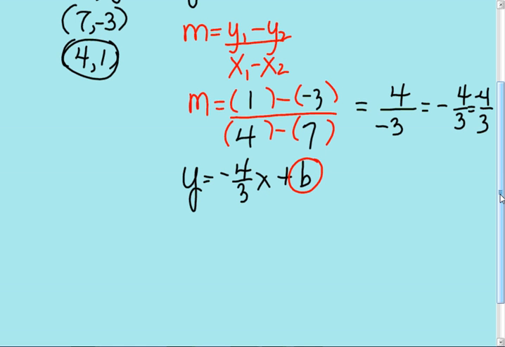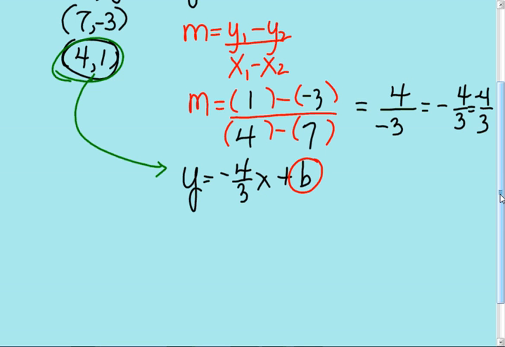What we do is we take one of these points. I would prefer (4, 1) because it's positive. I like positives. And we will substitute it into that equation because this point lies on the line. This point makes that equation true. Well, if I put (4, 1) in there, then I can solve for b.